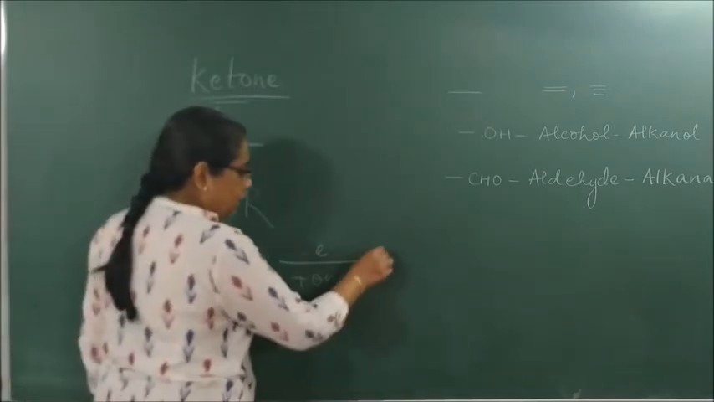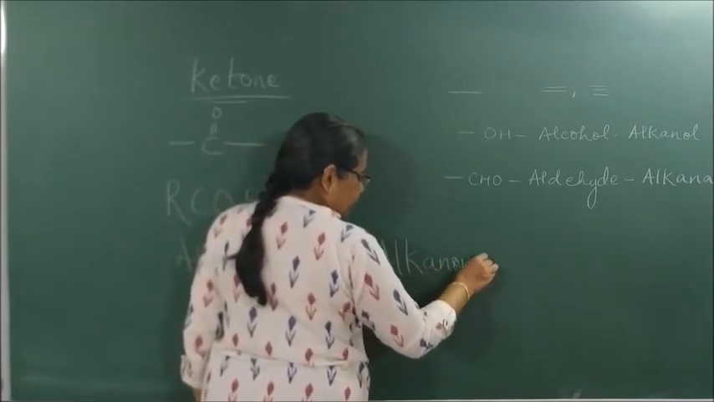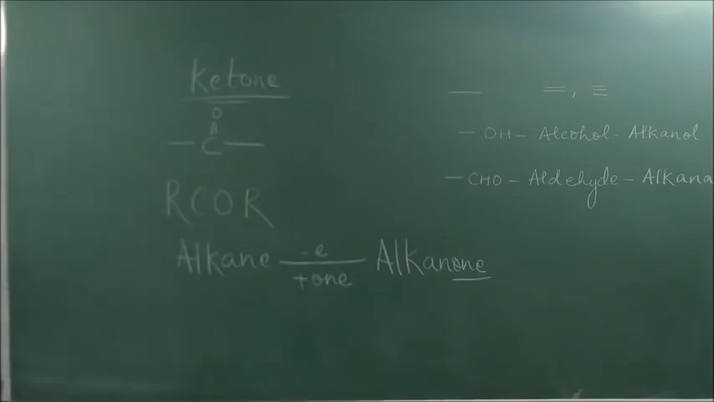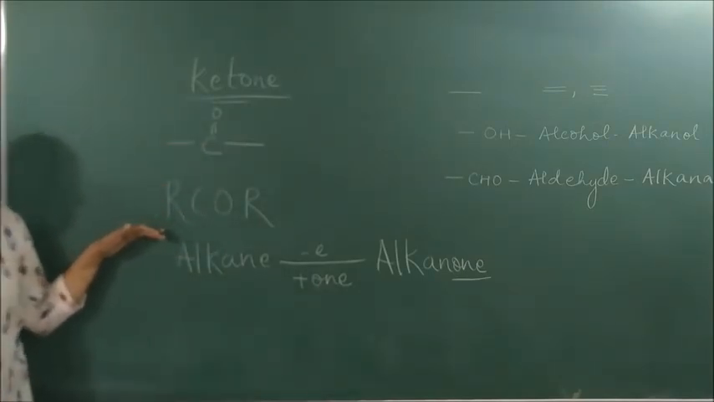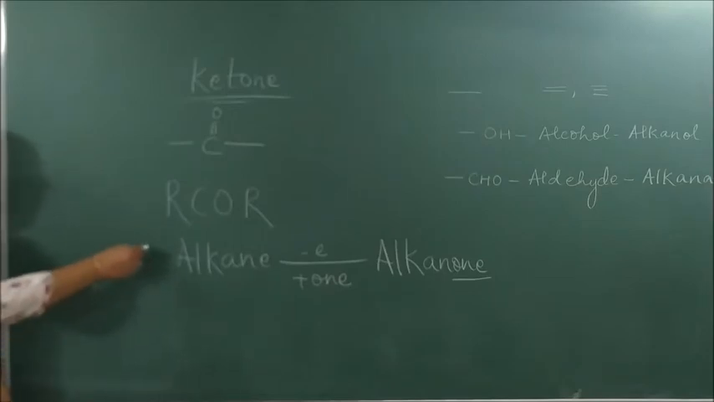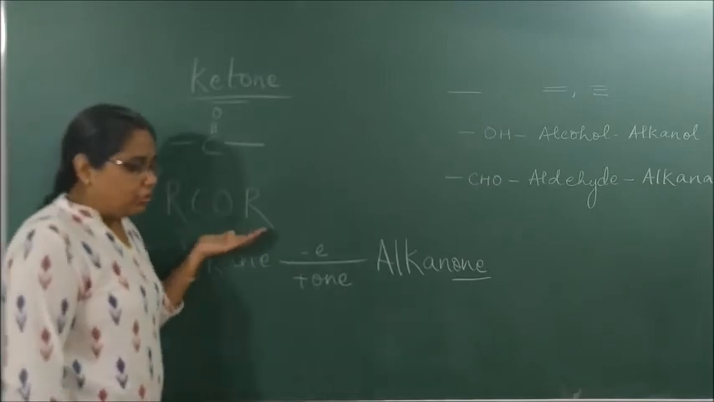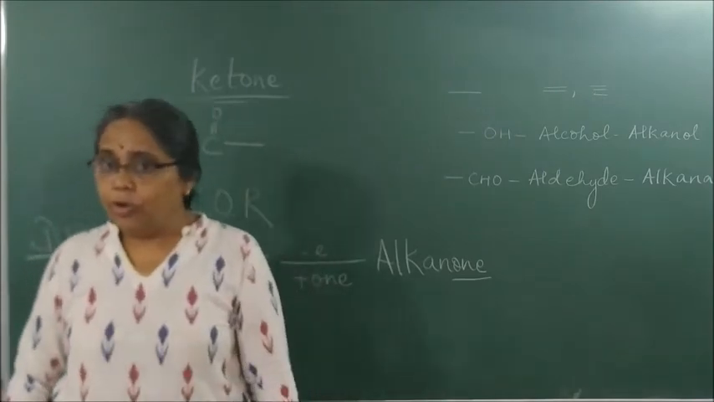So what will it be called? Alkanone. Is it clear what I wrote? So the ketones have a functional group C double bond O. They are written as RCOR. They are named in IUPAC, the full form you know, International Union of Pure and Applied Chemistry. Ketones are named as what? Alkanone. Okay.